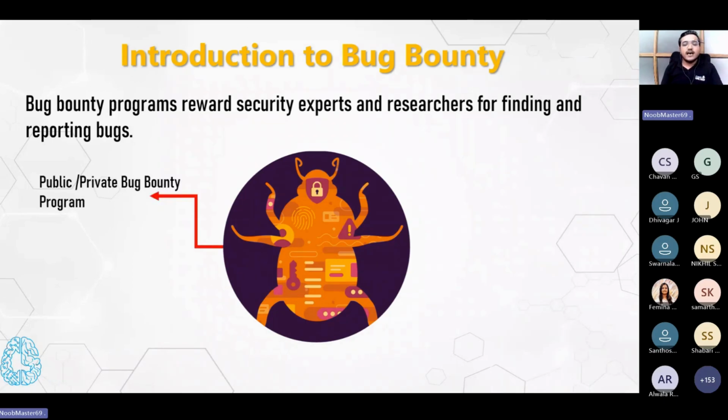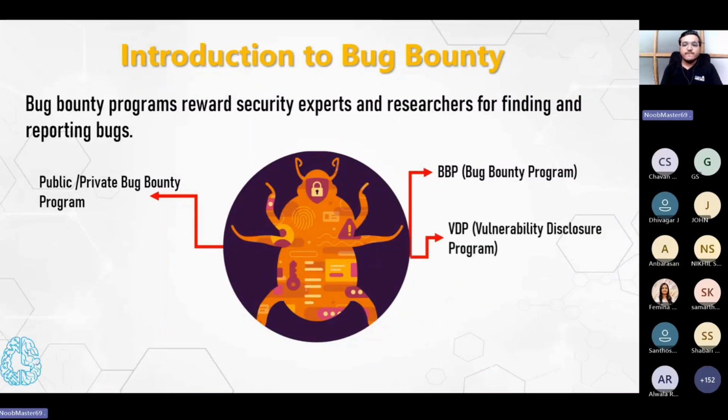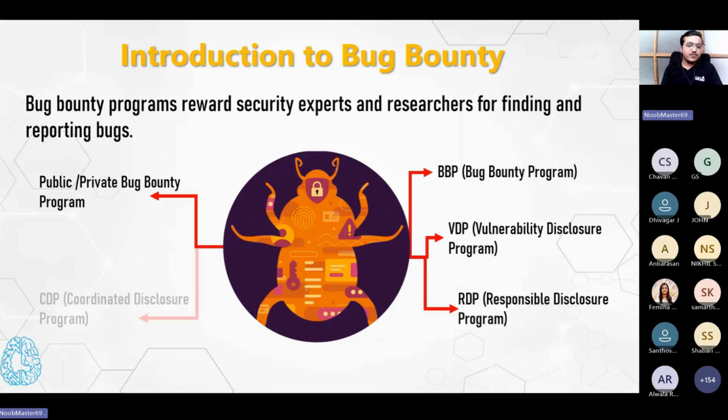And bug bounty has a lot of names, depending on what kind of reward you get or what kind of work you actually do. It can also be called public and private bug bounty programs. BBP, the bug bounty program, is where a security researcher will get a bounty. VDP is where you're just disclosing a vulnerability, and we'll learn about it later. There are also RDP, the Responsible Disclosure Program, CDP, the Coordinated Disclosure Program, and Hall of Fame. As you know, bug bounty can be called a lot of names, and depending on what the company expects from security researchers, you can name it any way you want.